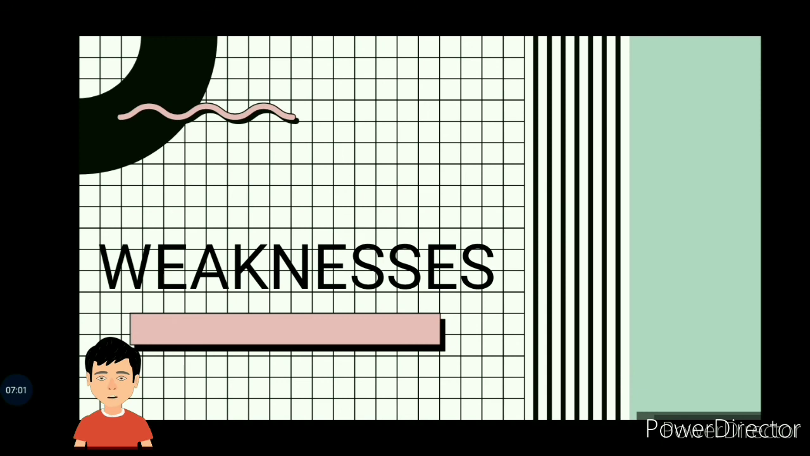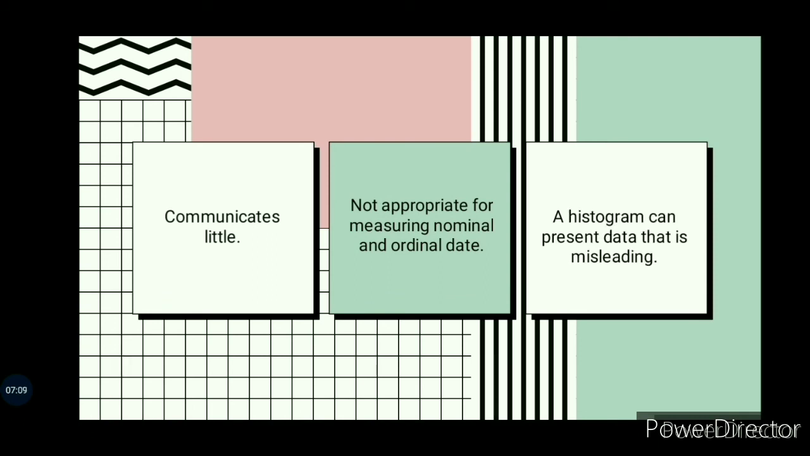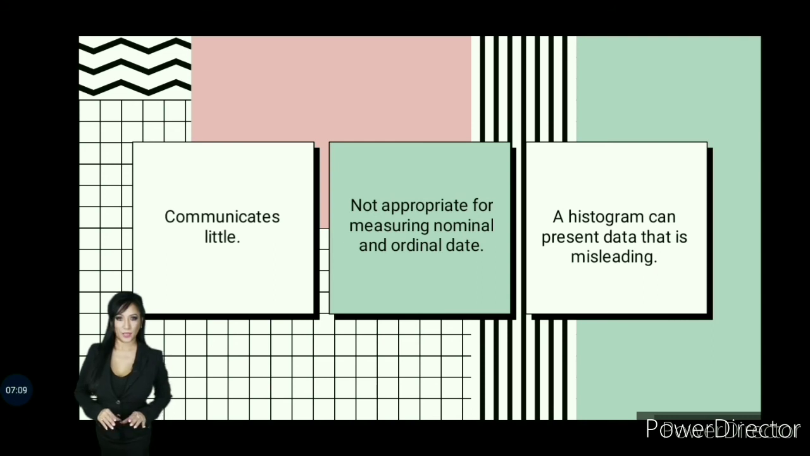Histograms have quite a few weaknesses. They communicate little and deal mostly with frequency information. It talks about how many are within each bin. Another is that they are not appropriate for measuring nominal and ordinal data. A histogram can present data that is misleading. For example, using too many blocks can make analysis difficult, while too few can leave out important data.